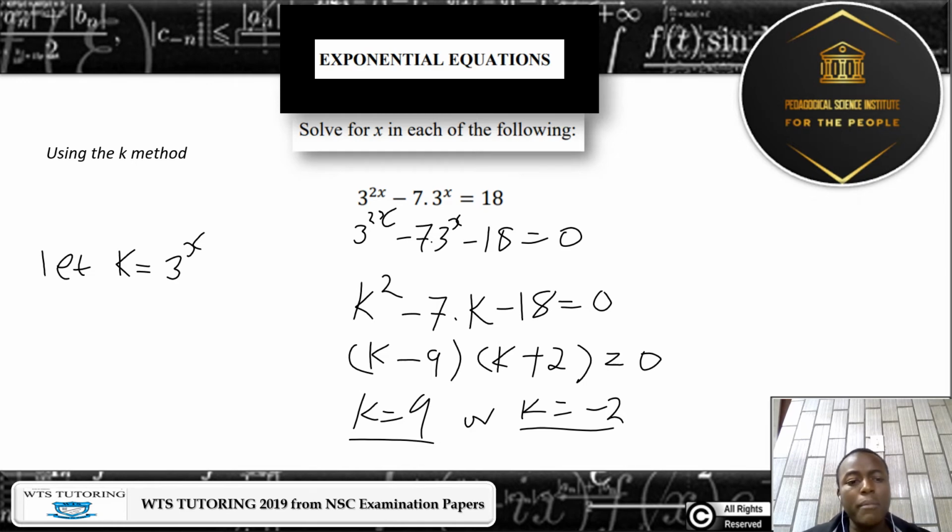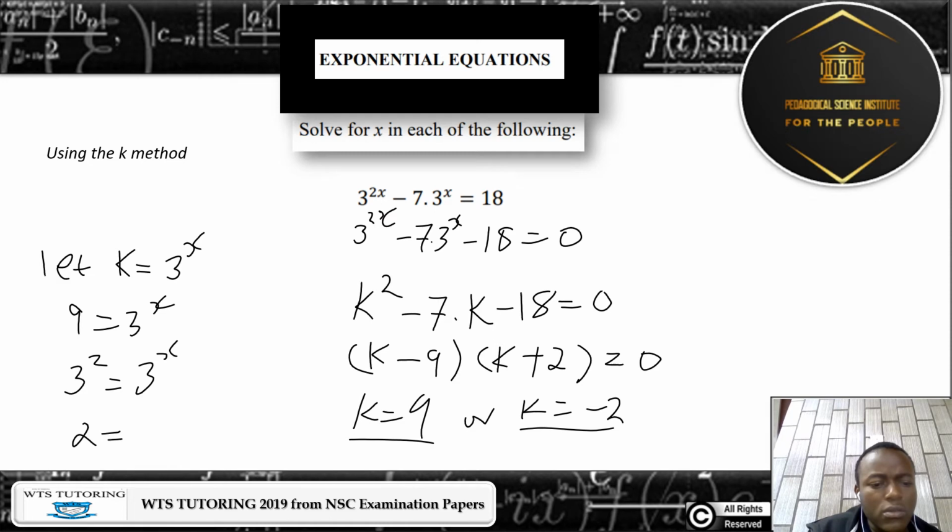Then now I can go back and solve for x. I replace my k with 9. 9 is equal to 3 exponent x. So to solve for x here, I take them to the powers of the same base. Base is 3. Then I can equate the exponents: 2 is equal to x. That will be my answer.